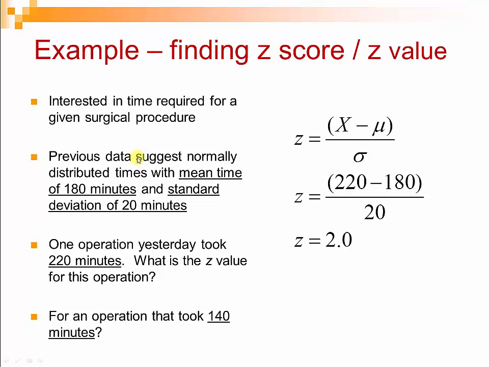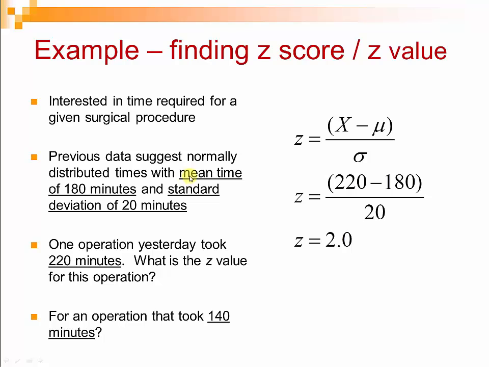So we're going to find the z-score, and we're interested in the time required for a given surgical procedure. Previous data suggests normally distributed times with a mean time of 180 minutes and standard deviation of 20 minutes. And one operation yesterday took 220 minutes. What's the z-value for this operation, or the z-score for this operation?